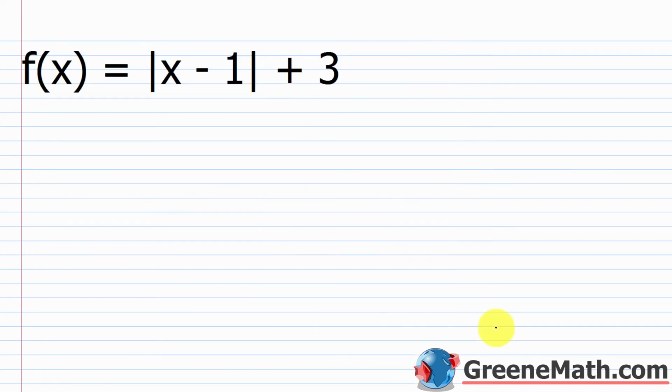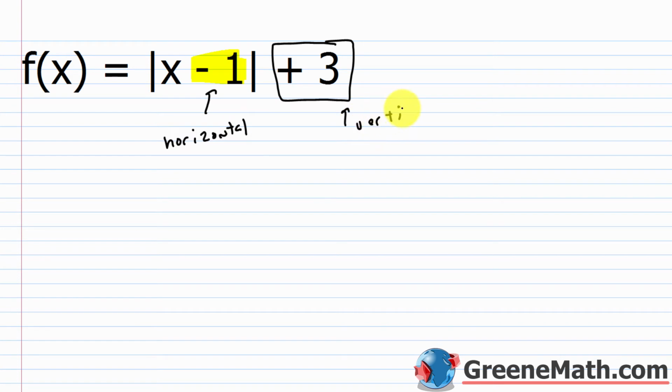So what happens if they throw both of these on you? So in other words, you get a horizontal and a vertical shift. This part right here happens inside the absolute value operation. This part right here happens outside. So this will create a horizontal shift, and this will create a vertical shift. You just have to remember inside the function or inside the operation is giving you a horizontal shift, outside is giving you a vertical.